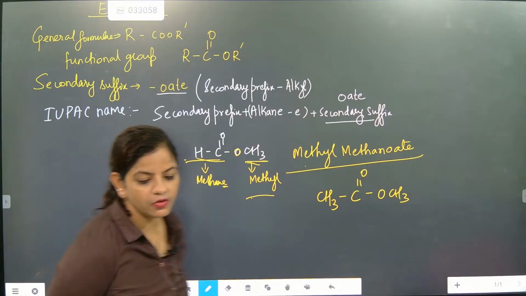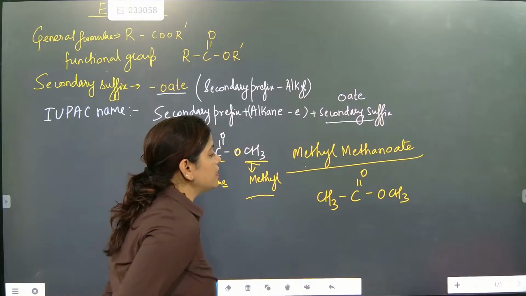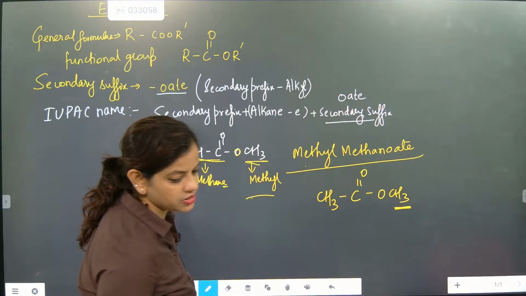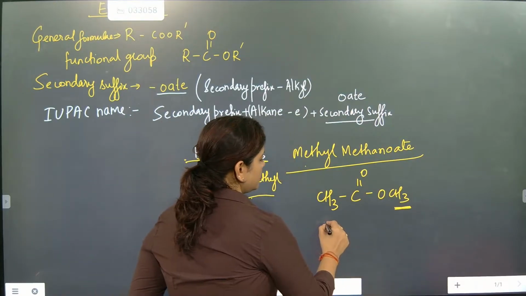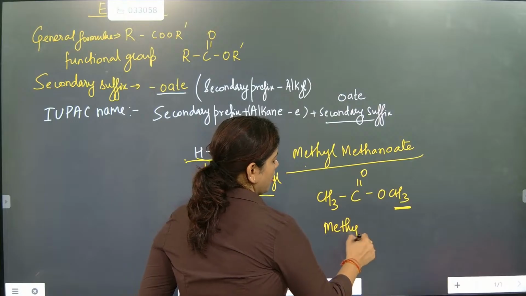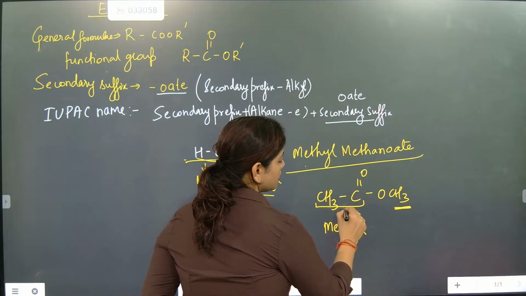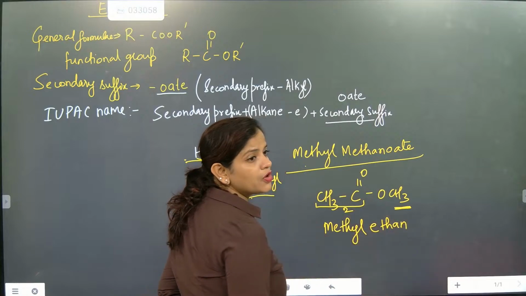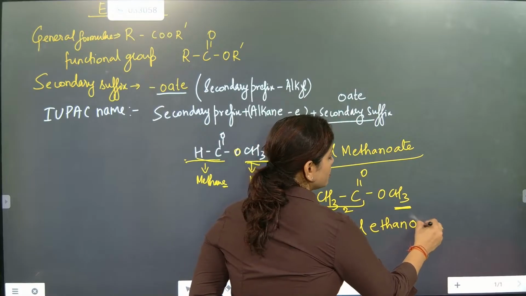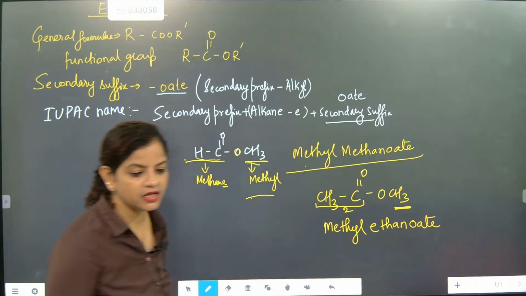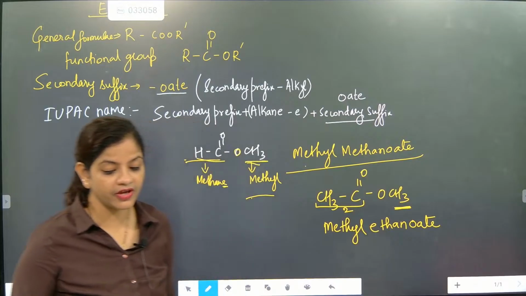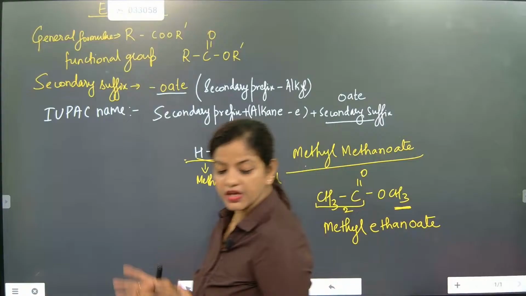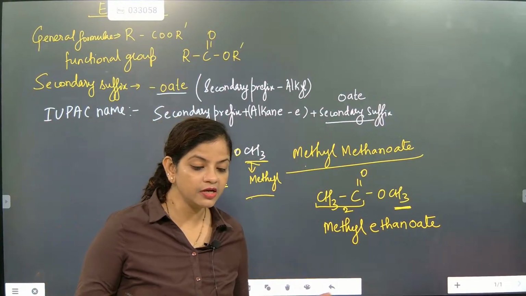Methyl ethanoate, bingo, super. So now look here, first this one. Vishwa, you are not giving me answers, that's very bad. Now look here, this is methyl. How many carbons are there? Two. So what are we going to say? Ethane. What are we going to remove? E. What are we going to add? OATE. Methyl ethanoate. By following the rules, is it very easy to understand? Yes. If you follow the rules, the content becomes very, very easy.